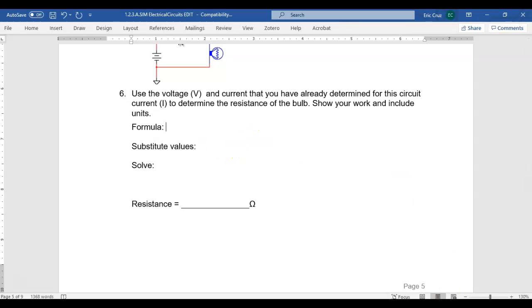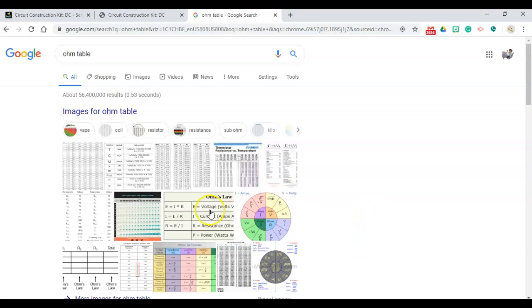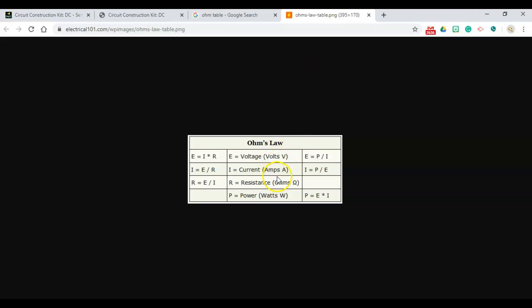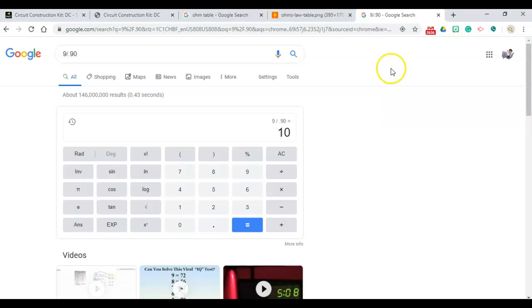Okay, let's go to an Ohm's law table. Which one's a good one? Oops, this one. Let's look at this table. Open image. What are we looking for? We're looking for resistance. Resistance is equal to E divided by I. Let's look at a better table. E is voltage, I is current, right? So if you divide those two, you get the resistance. That would be voltage divided by that 0.9, so 9 divided by 0.90. 9 divided by 0.90 gives you 10 ohms.